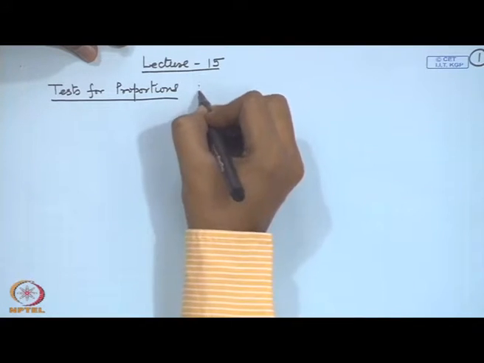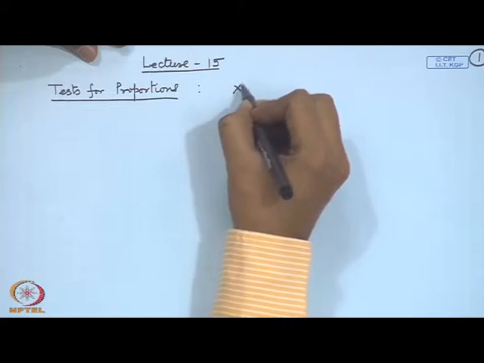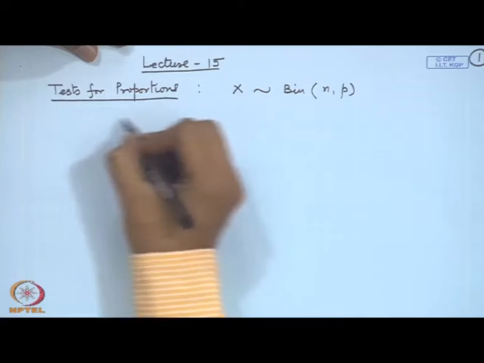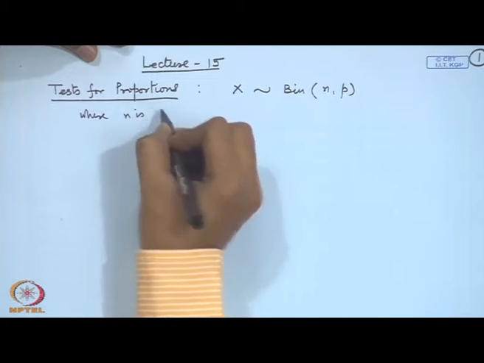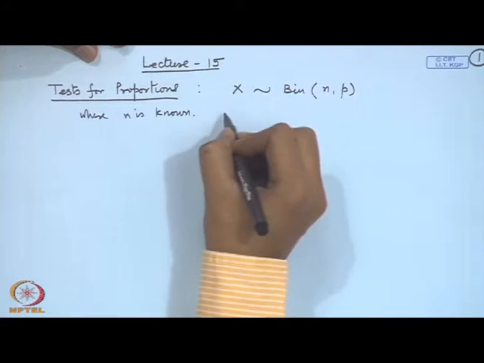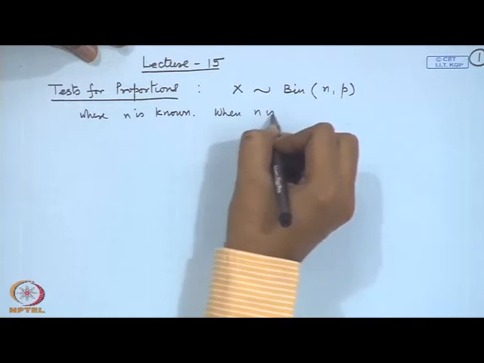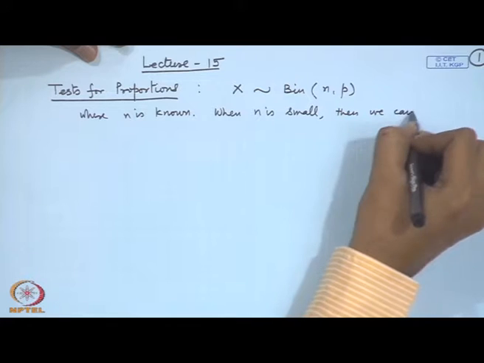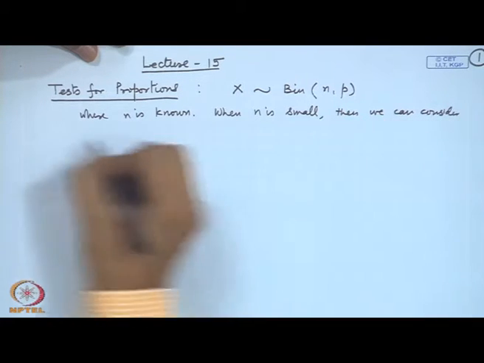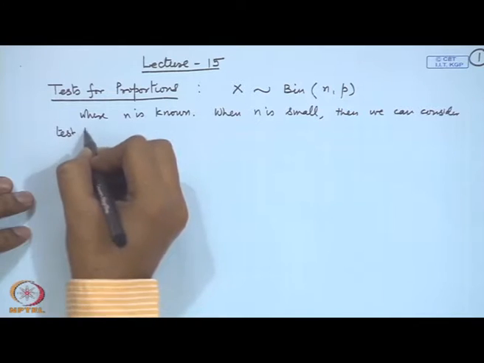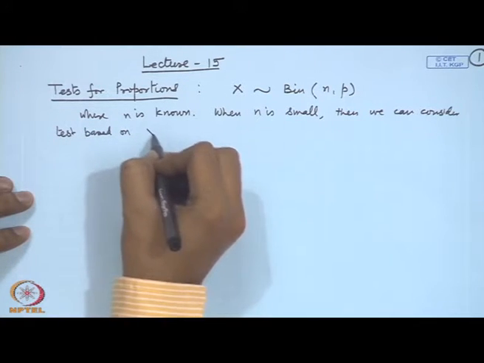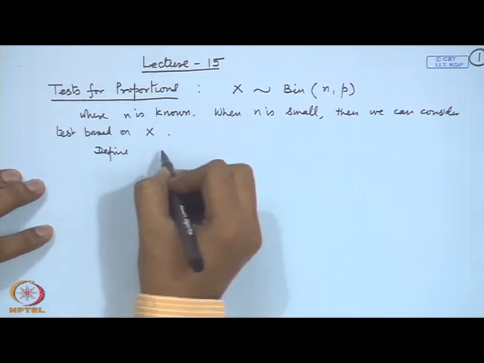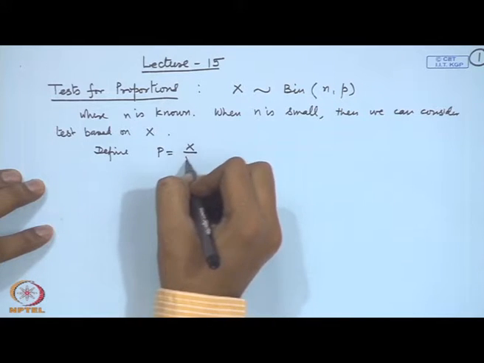So, here basically the model is that we have X following binomial (n, p) distribution, where n is known. Now, when n is small, then we can consider a test based on X. For example, let us define capital P equal to X by n.